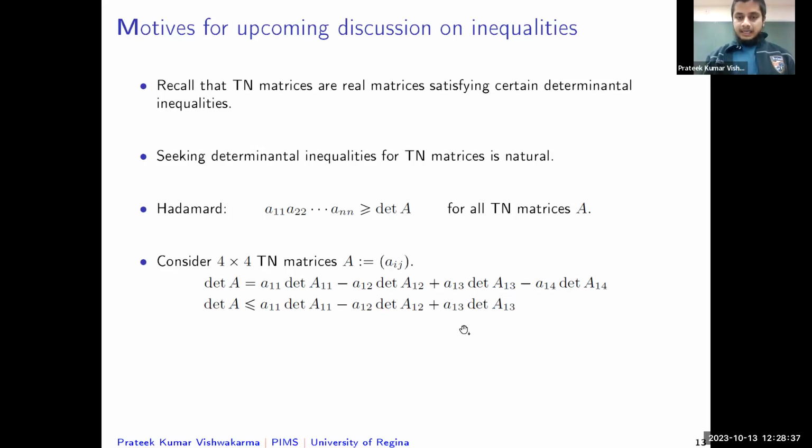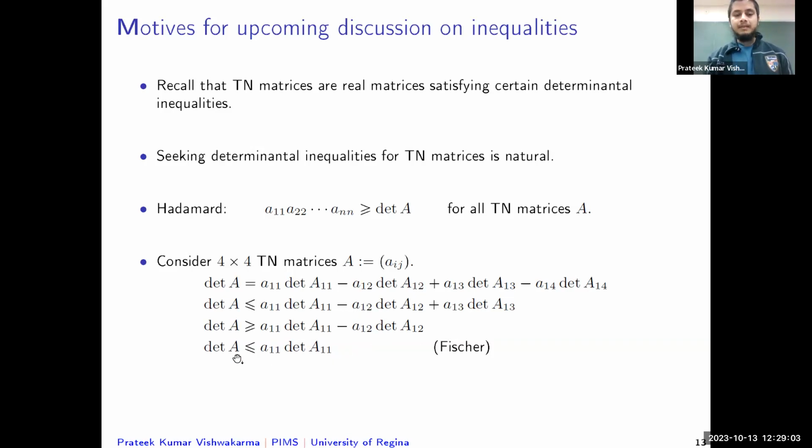Now, it is not very straightforward to see that if we drop the last term, which is again a non-negative real number, A13 determinant A13, we again get a determinantal inequality for all totally non-negative matrices A. However, the sign of the determinantal inequality changes. And if we continue doing the same process again, that is, if we drop the last term again from the inequality, then we get a determinantal inequality which holds true. However, again, the sign of the inequality changes, and that inequality is the well-known Fisher's inequality. So in this example, we saw that there is a way to extract determinantal inequalities for totally non-negative matrices from determinantal identities which hold for all real matrices.